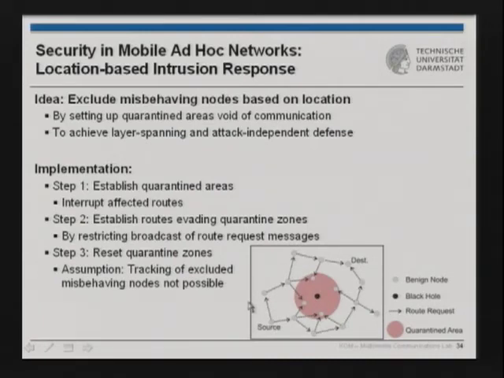And in a third step, since we assume that tracking of the nodes is not possible while they're quarantined, so if there is no communication, then you won't be able to determine locations, we have to revoke these quarantined areas after a certain amount of time. Because otherwise, since we are in a mobile environment, the misbehaving node will move, will have a new affected area, will become active again, will become detected again, a new quarantined area will be set up, and with this you start to partition your network, and this is what we want to avoid. So we revoke these quarantined areas after a certain amount of time.